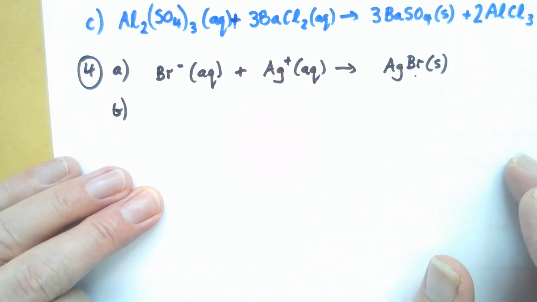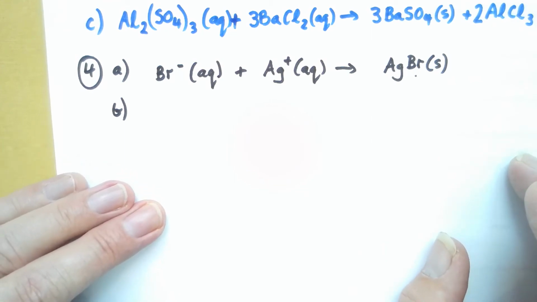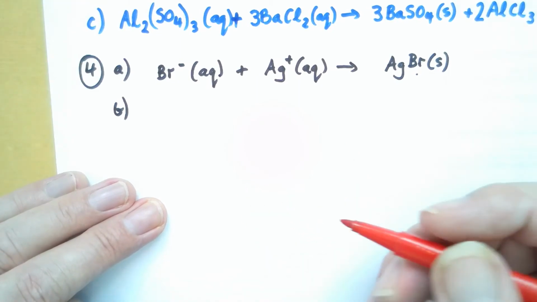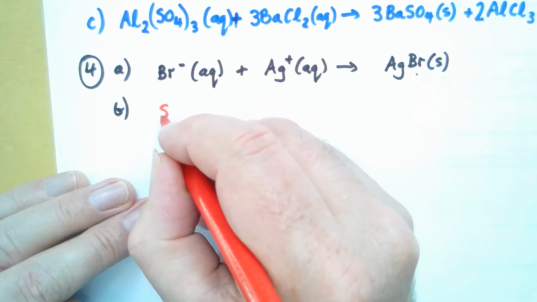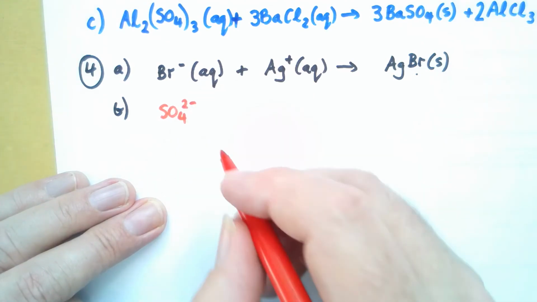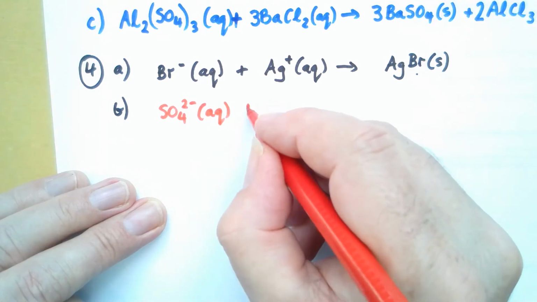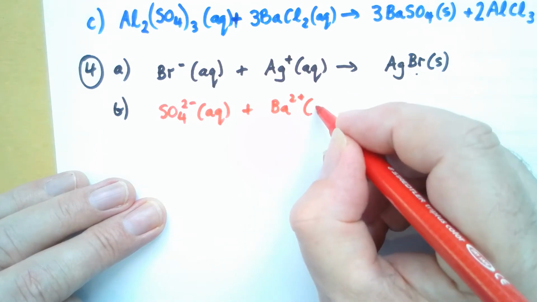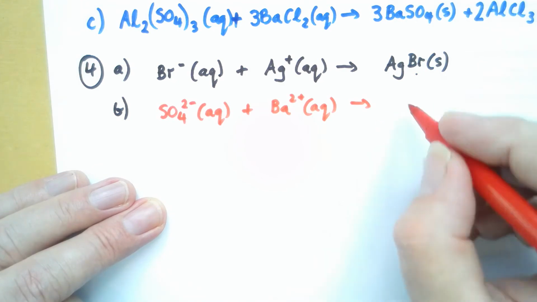Part B, identifying sulfate ions. So here we're adding barium chloride, and we're going to get a precipitate of barium sulfate. So we have some sulfate ions, there's our SO4 2-. We're adding some barium ions in aqueous solution, and we get this precipitate of barium sulfate.